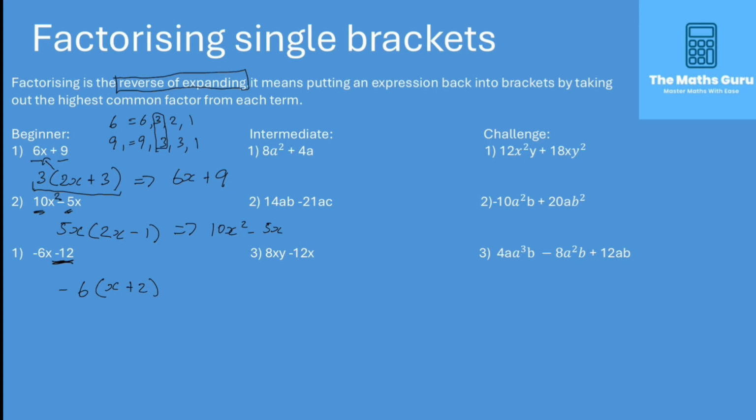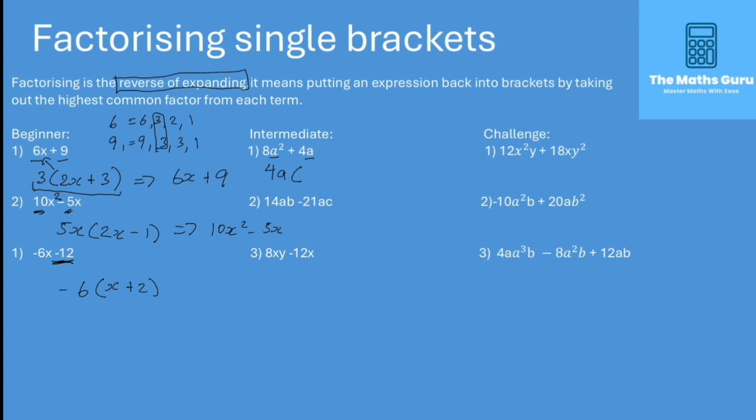Okay, let's move on to the slightly harder questions at intermediate level. Looking at this, 8a squared plus 4a, this is similar to our question 2 in our beginner. So we first look at what's common. We can see the highest common factor between 4 and 8 is obviously 4. Then we realize that they both contain an a, so we can take an a out.